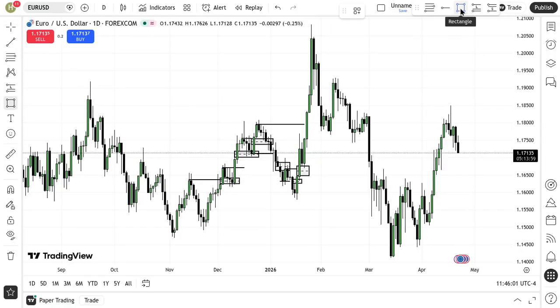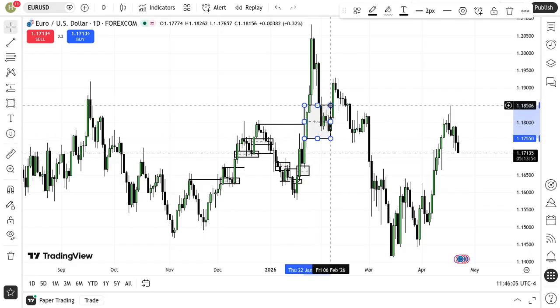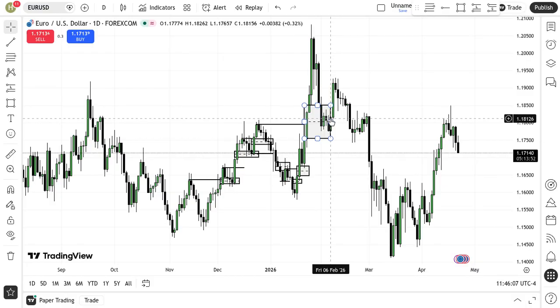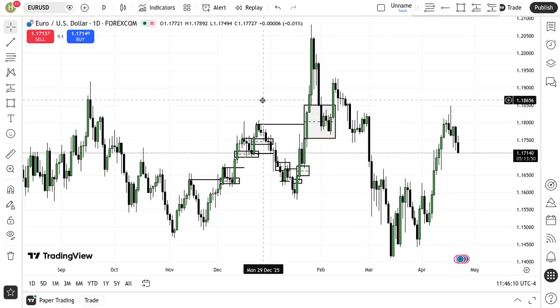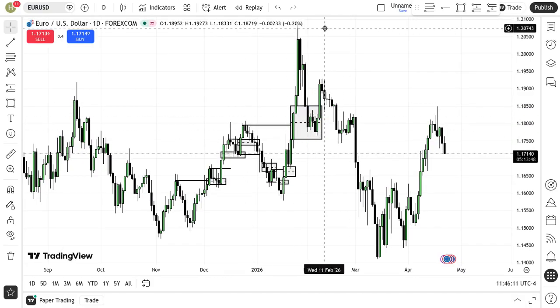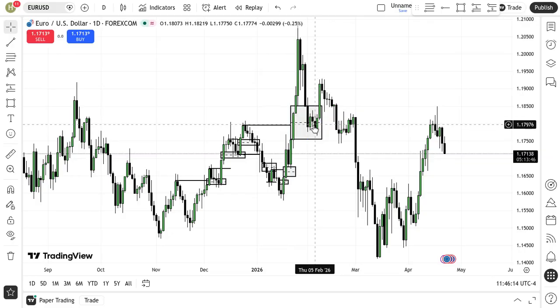We expect price to move away from a fair value gap. We have two fair value gaps right here, so we can mark these out. And we expect price to move away from these gaps. We see price break below this low right here that we created in this gap, but there's no fair value gap, so that's not a valid shift in my opinion.